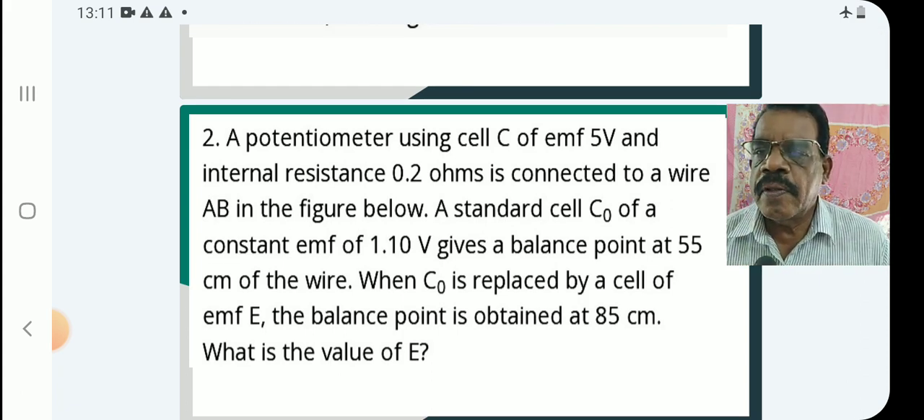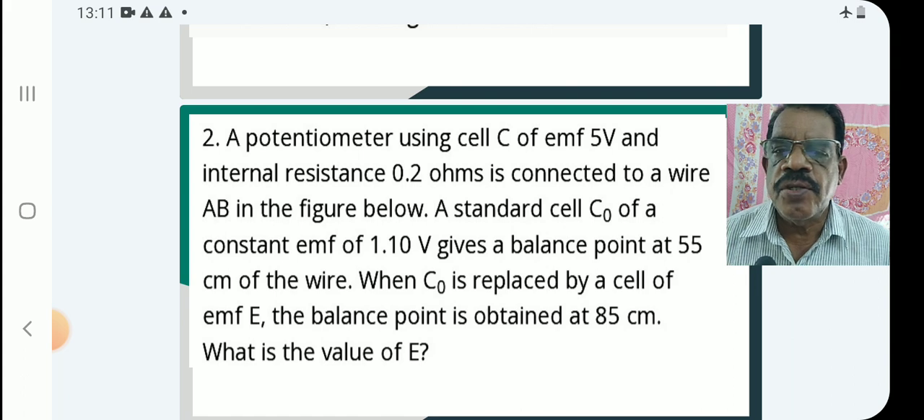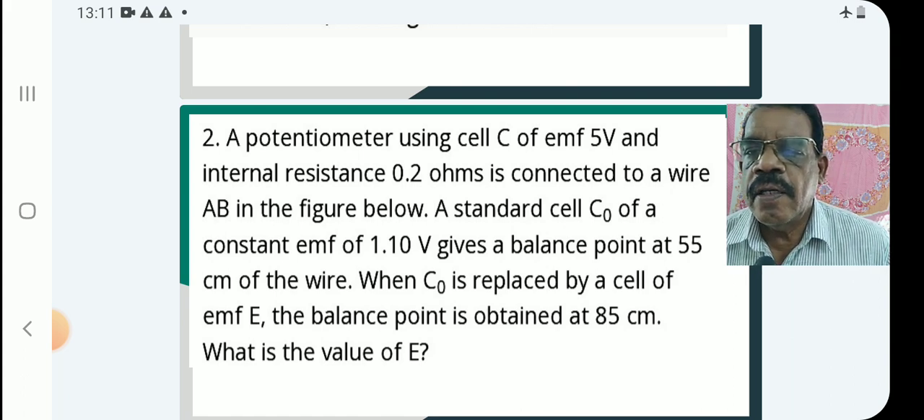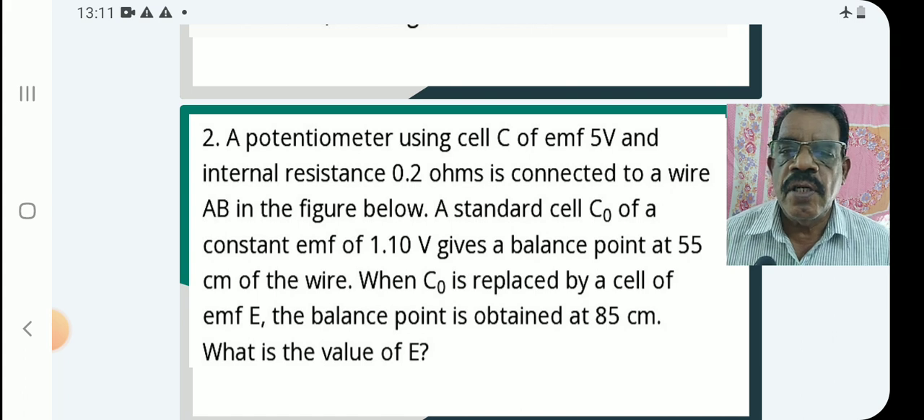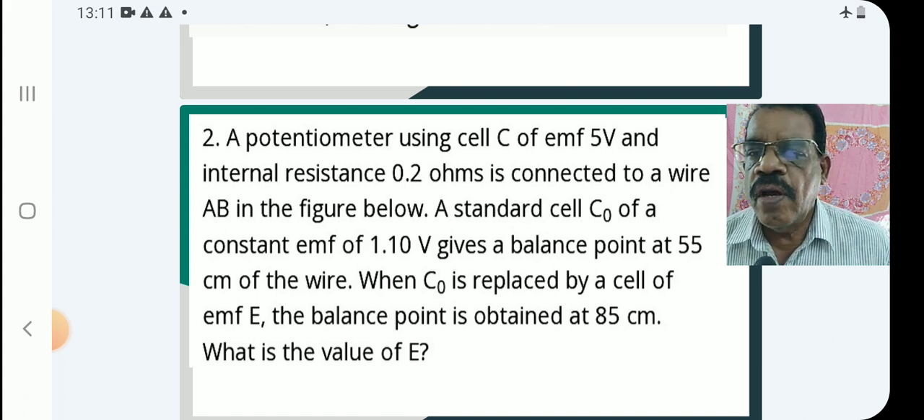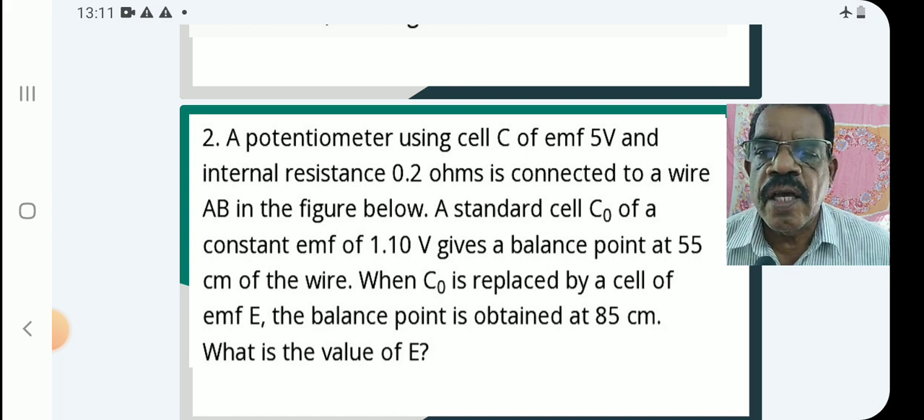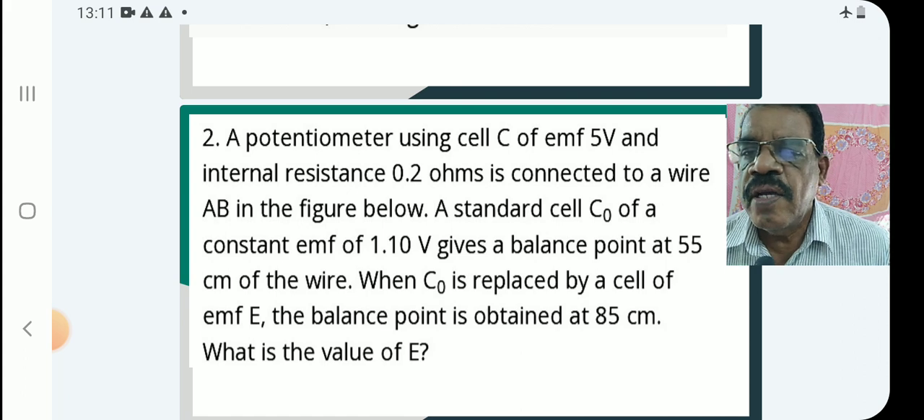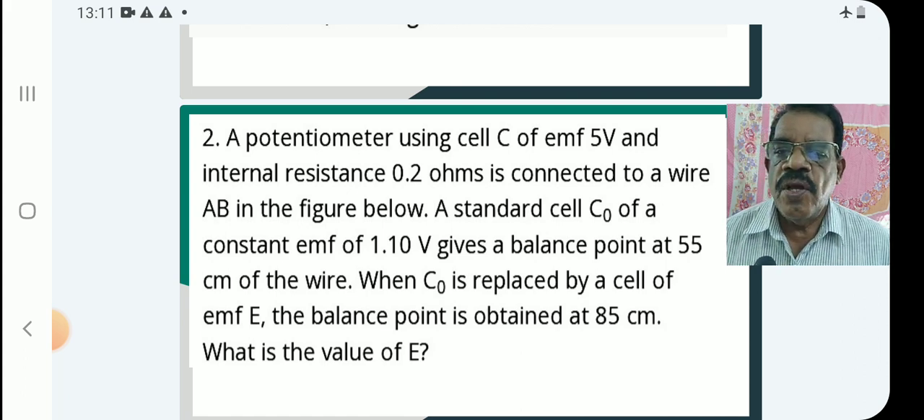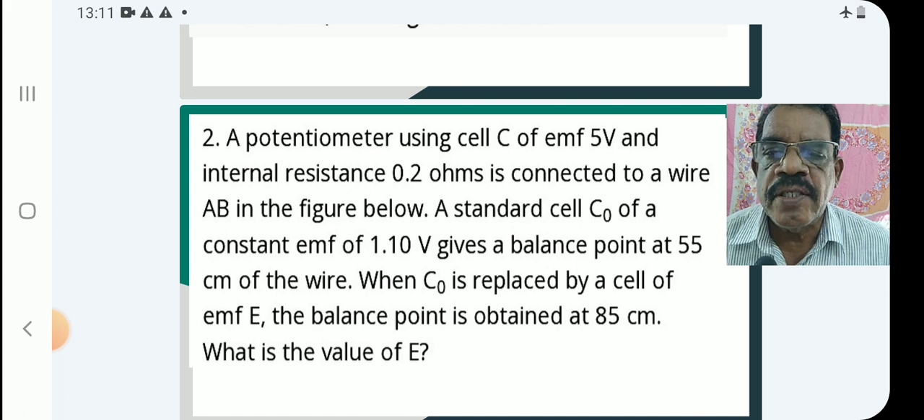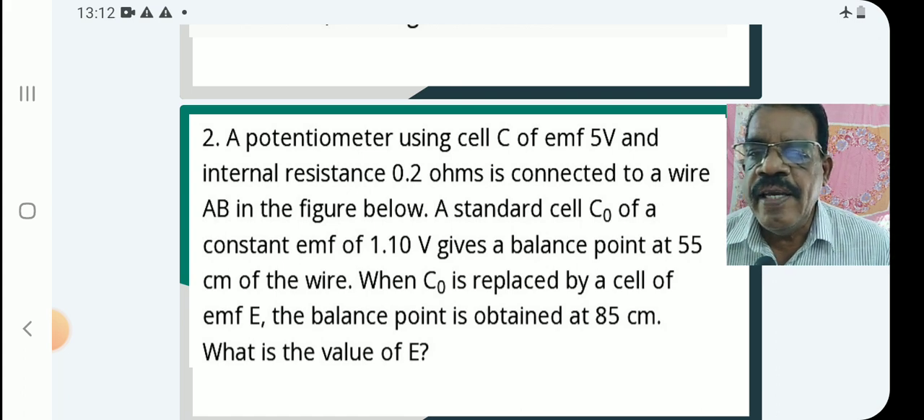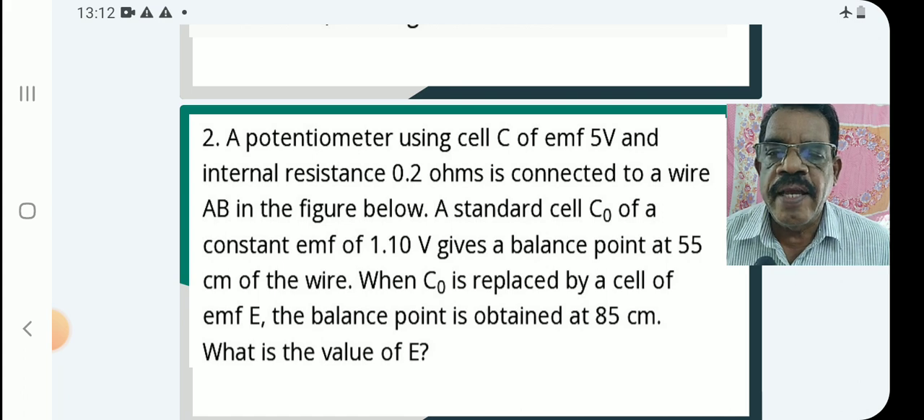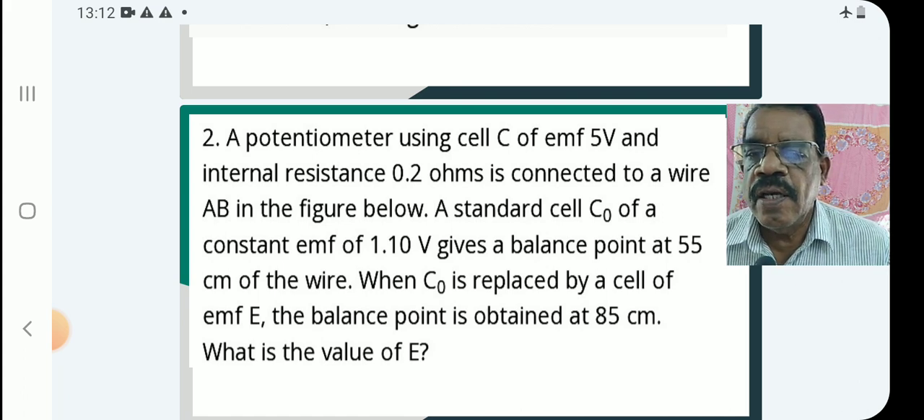Next problem. A potentiometer using a cell C of EMF 5 volt and internal resistance 0.2 ohms is connected to a wire AB in the figure below. A standard cell C0 of a constant EMF of 1.1 volt gives a balance point at 55 centimeter of the wire. When C0 is replaced by a cell of E, the balance length obtained is 85 centimeter. What is the value of E?